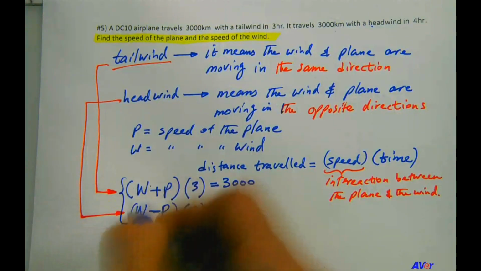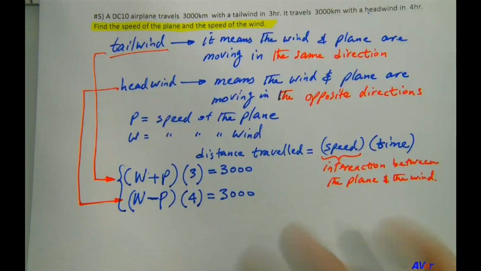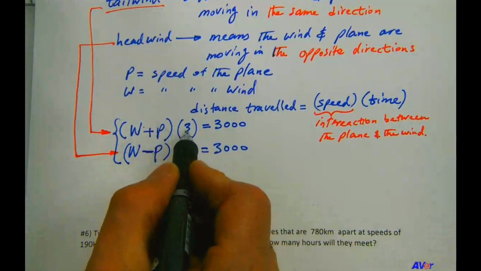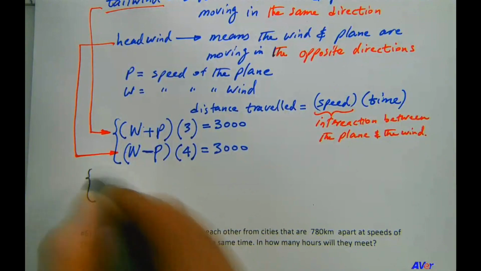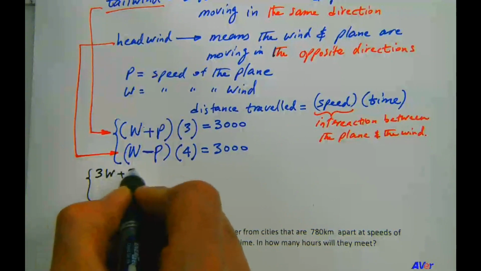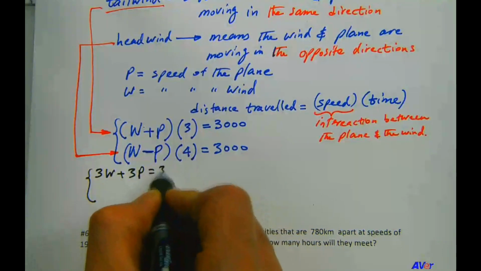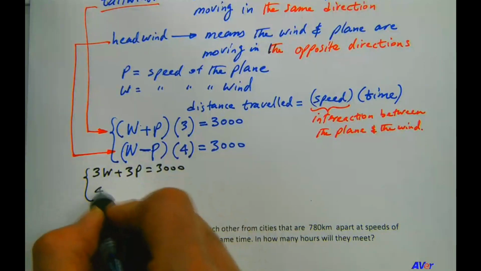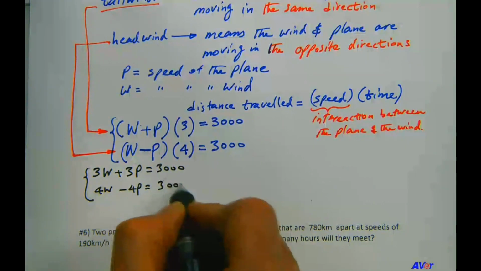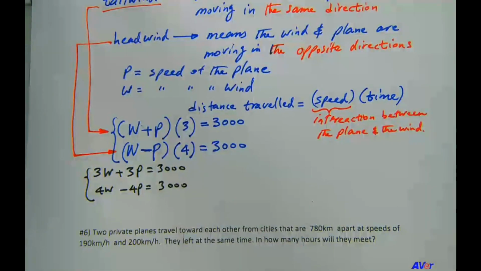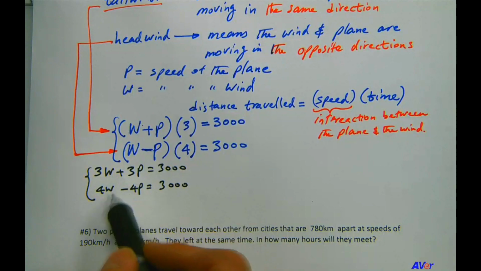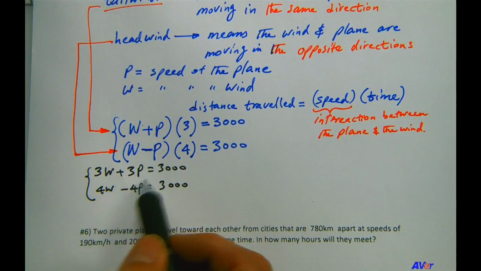So, as you can see, I'm quickly running out of space here. So, let me distribute the 3 into this. I'm going to move a little bit here. So 3W plus 3P equals 3,000. Then 4W minus 4P equals 3,000. Okay, so this is a system of two linear equations in two unknowns. So we want to get rid of one of these variables and solve for the other one, and substitute back and solve for the other speed.